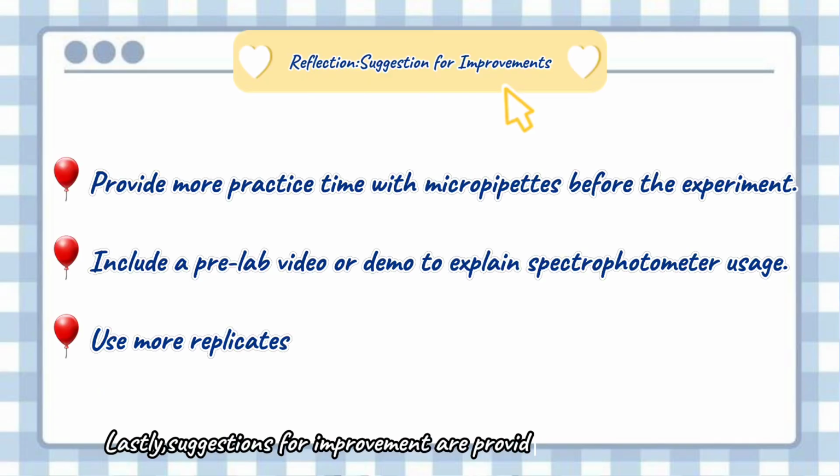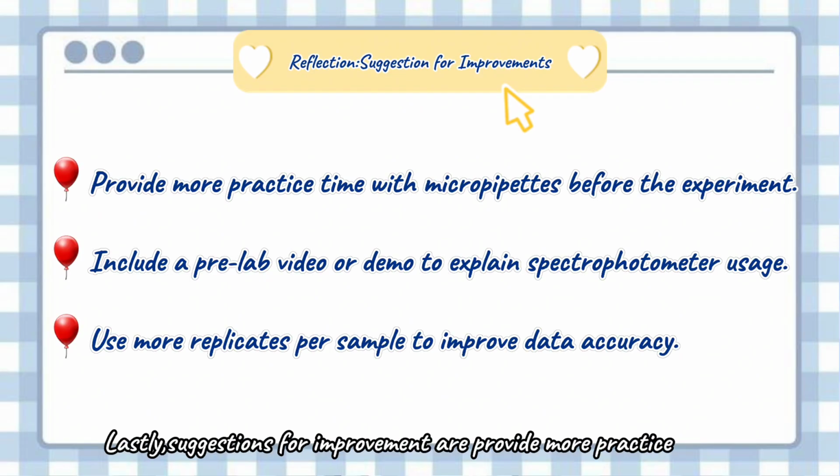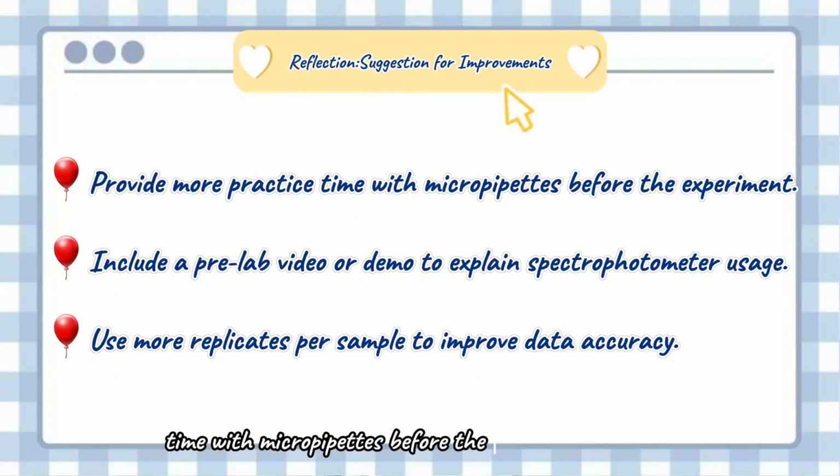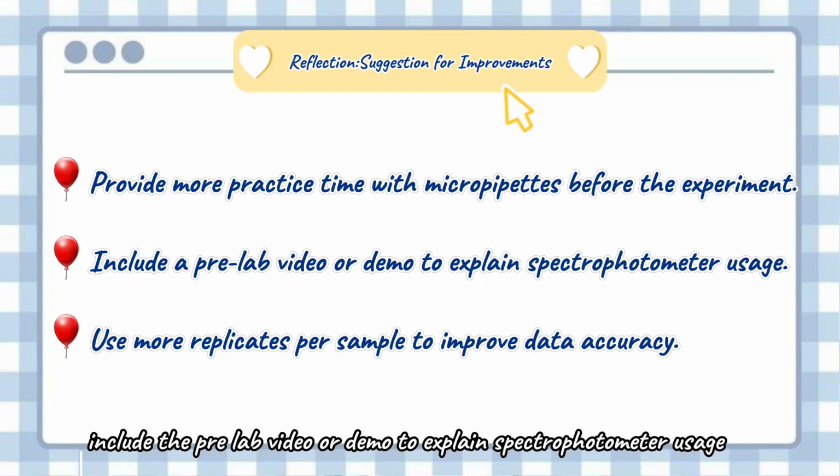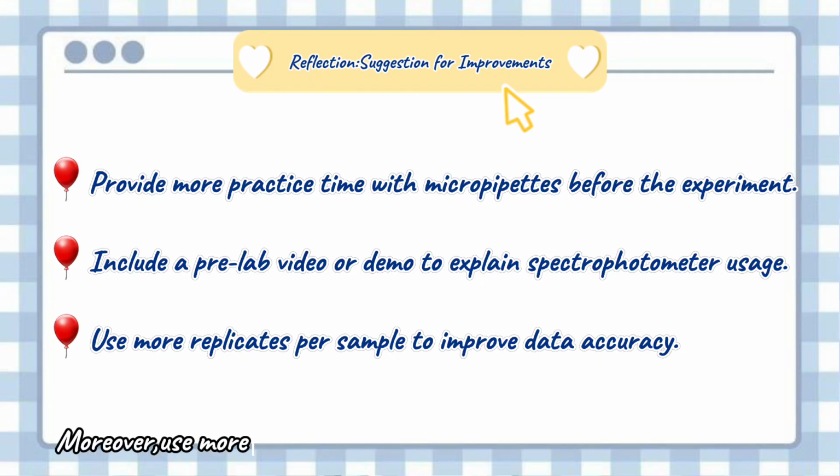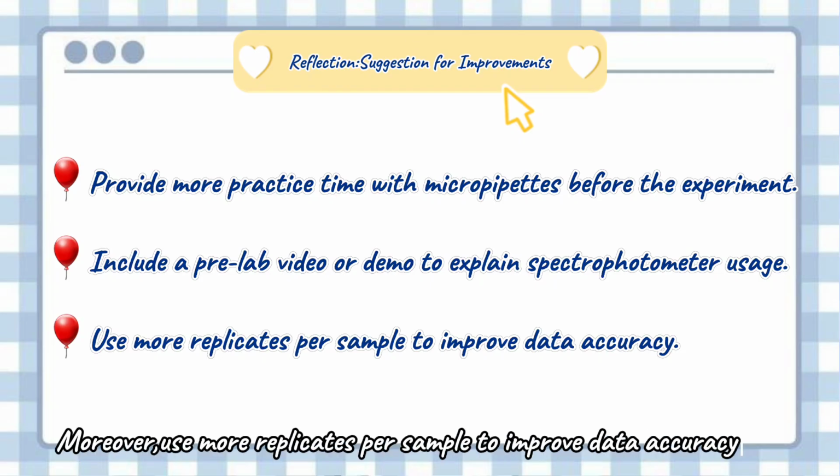Lastly, suggestions for improvements are: provide more practice time with micropipettes before the experiment. Besides, include a pre-lab video or demo to explain spectrophotometer usage. Moreover, use more replicates per sample to improve data accuracy.